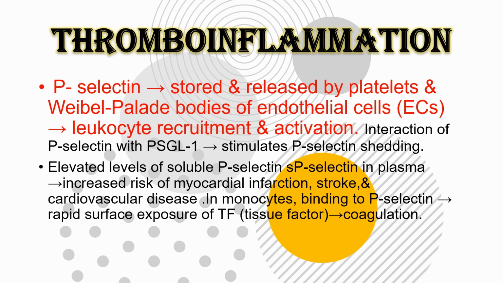Actually, soluble P-selectin retains many of its procoagulant and stimulatory properties, and elevated soluble P-selectin in the plasma is associated with increased risk of myocardial infarction, stroke, and cardiovascular diseases in humans. In monocytes, binding of P-selectin triggers rapid surface exposure of tissue factor, which will then activate factor 7 and coagulation.